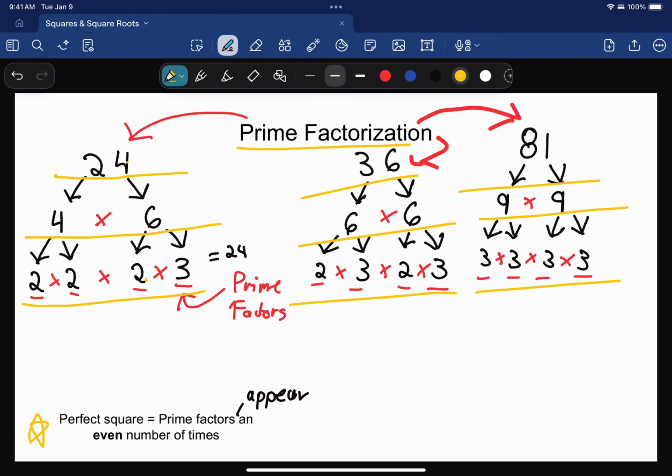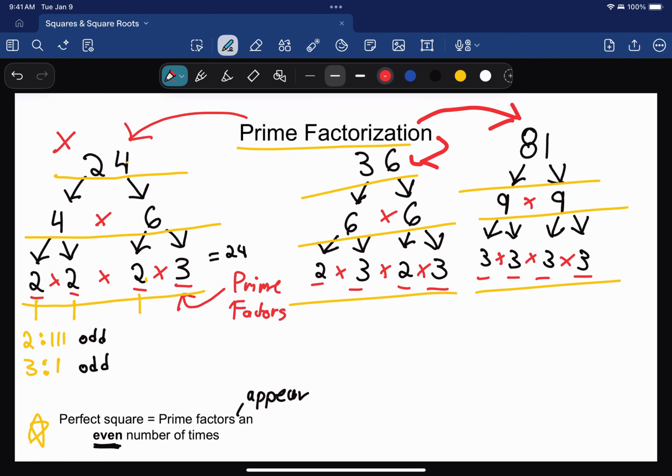So what does that mean? Let's look at our examples. Let's look at 24. How many times does 2 appear? It appears once, twice, 3 times. And 3 appears once. So 2 appears an odd number of times, and 3 appears an odd number of times. We are looking for when they appear an even number of times. So 24 would not be a perfect square. Sorry, 24, you are not a perfect square.